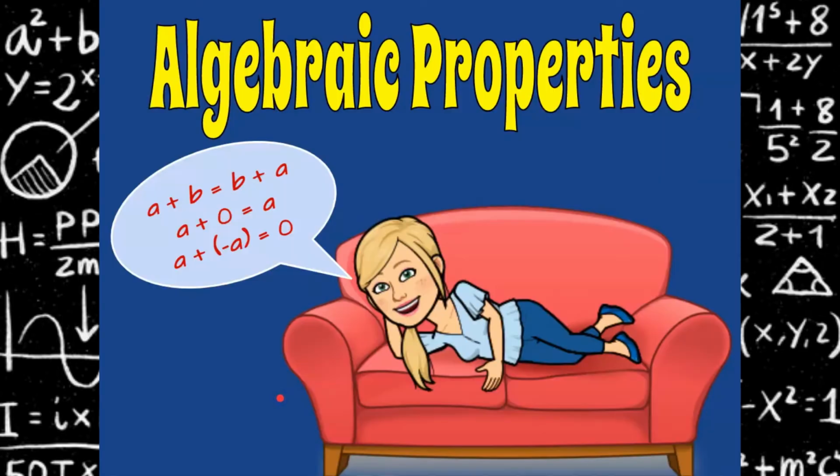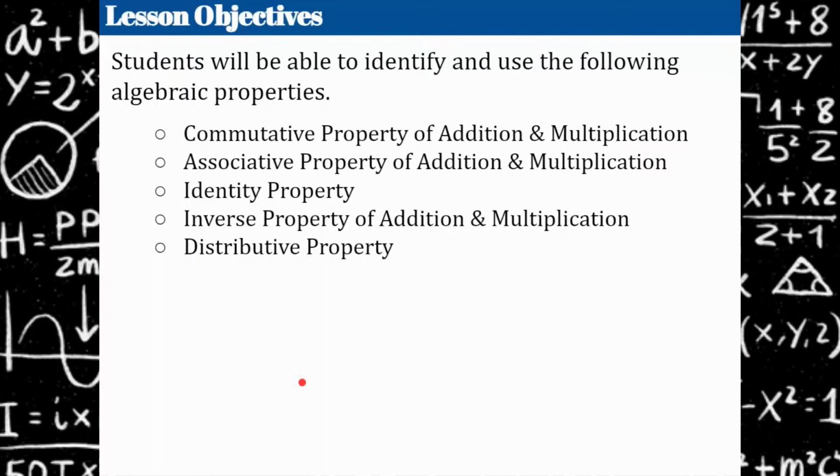Today, we're going to be watching a video on algebraic properties, and we will be learning about how to use and identify algebraic properties. So let's begin by identifying our objectives today. Students will be able to identify and use the following algebraic properties: the commutative property of addition and multiplication, associative property of addition and multiplication, the identity property, the inverse property of addition and multiplication, and the distributive property.